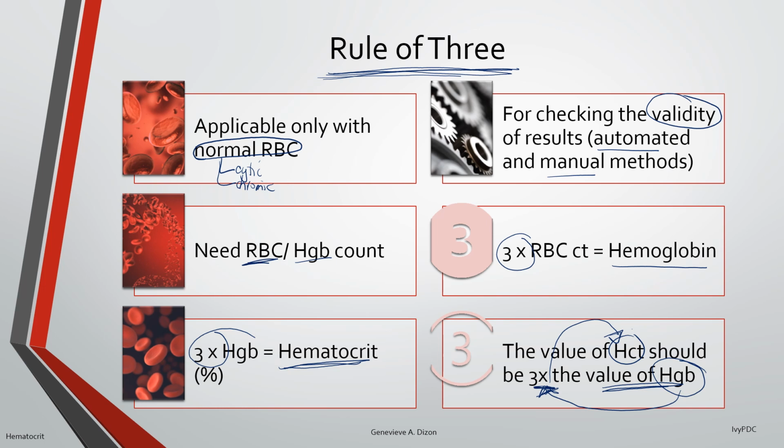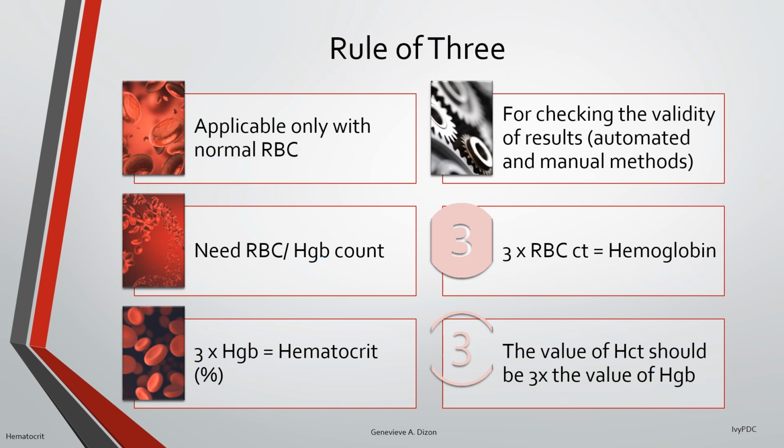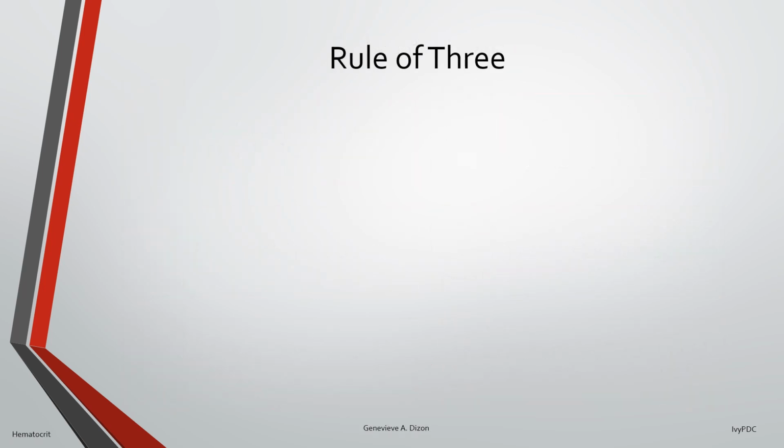It should become a habit for the medical technologist or the analyst to multiply the hemoglobin by 3 mentally so that we can find any discrepancy in the values given, so that if there are any errors, we can easily identify them. Let's give examples of how we can use the rule of 3 to verify if the automated or the manual result is acceptable or not acceptable.